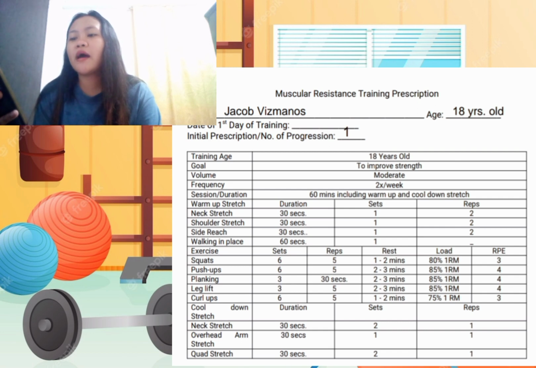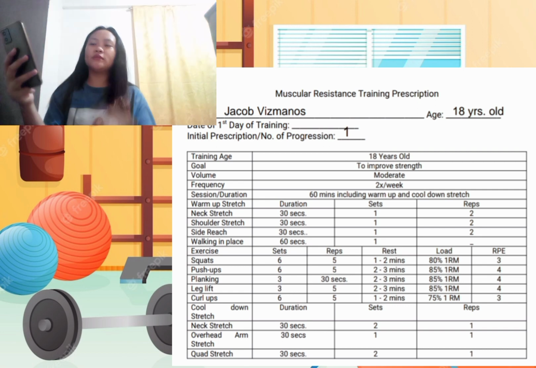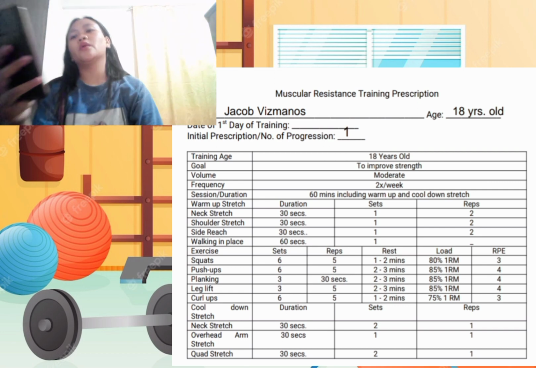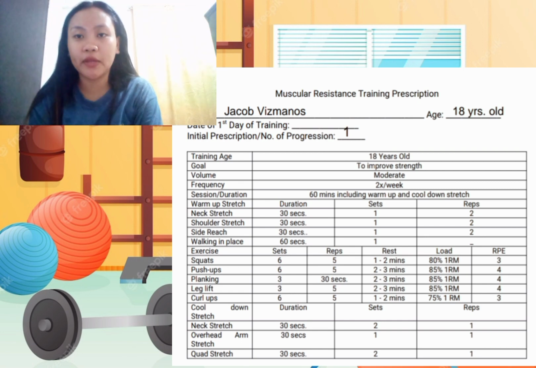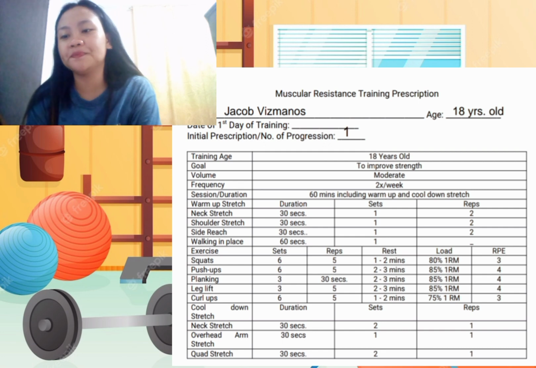Finally, we are heading to the cool down stretches. We prepared 3 different cool down stretches: the neck stretch, overhead arm stretch, and a quad stretch. They all have 30 seconds duration. The neck stretch has 2 sets with 1 repetition. Overhead arm stretch, 1 set and 1 repetition. Quad stretch, 2 sets and 1 repetition.